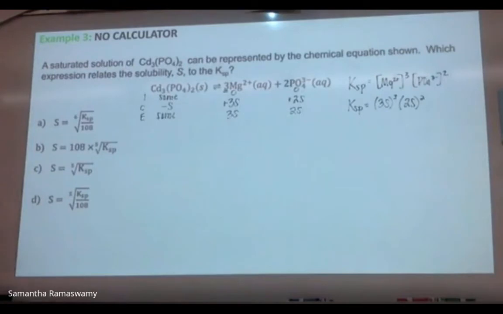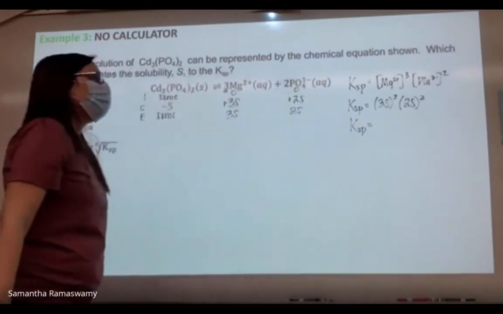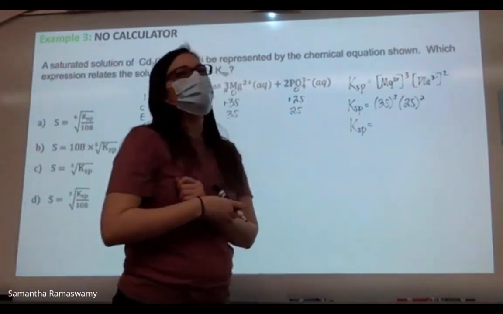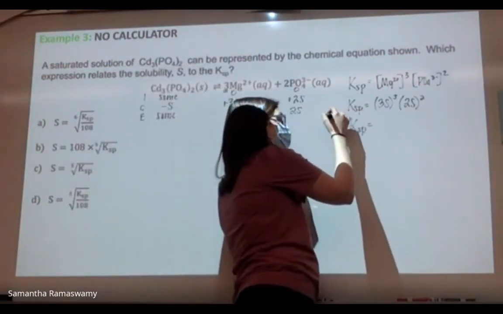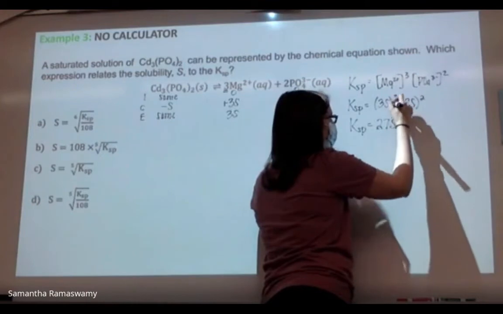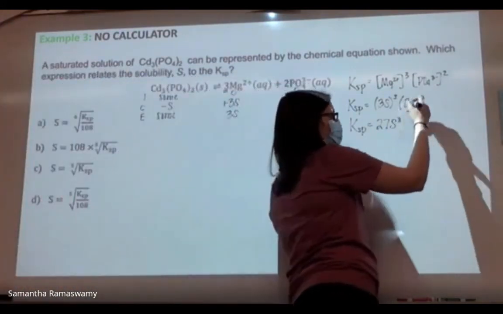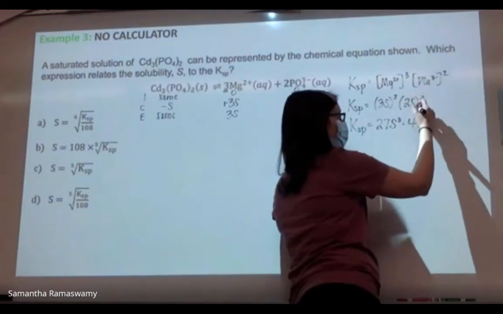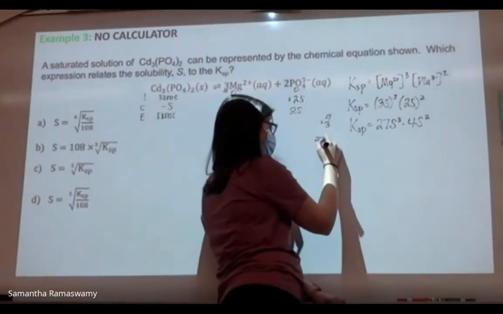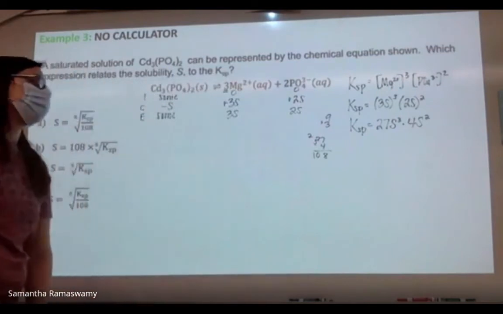Now here's where we have to think, because if we're practicing doing it without a calculator, 3 cubed. Not 3 times 3, but 3 cubed. I will not lie to you, this is how I do it. Off to the side, I'm like, okay, 3 squared is 9. 9 times 3 is 27. So 27 times S cubed. That's 3S cubed. And then 2S squared, so 2 squared is 4, S squared. 27 times 4 is 108. Sometimes you have to do the math off to the side.